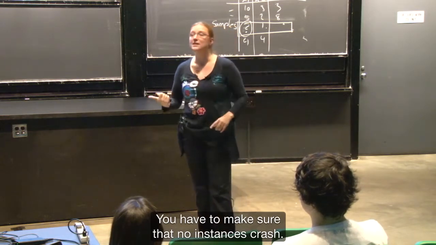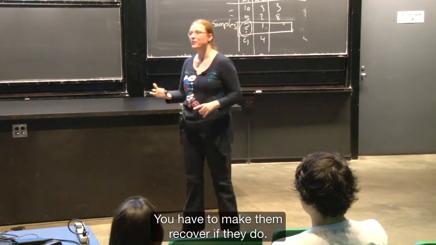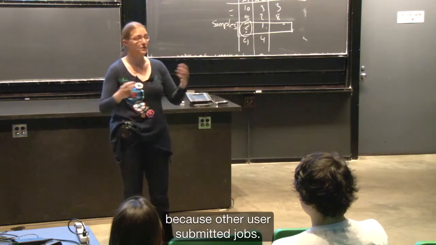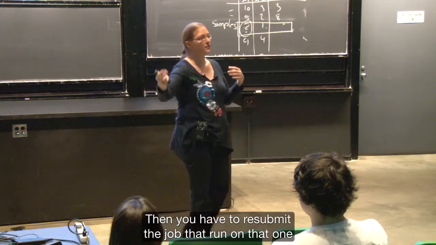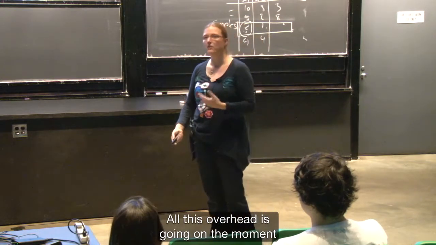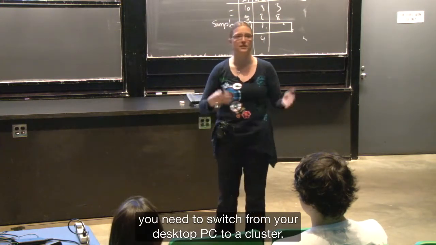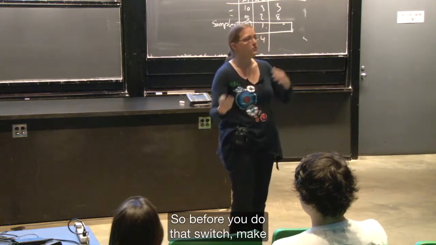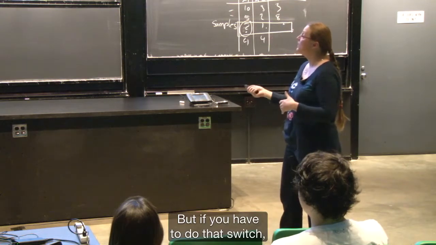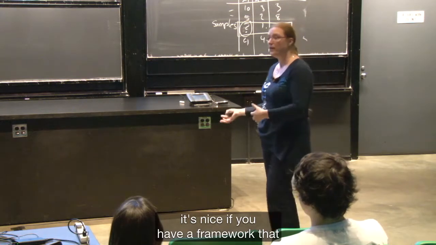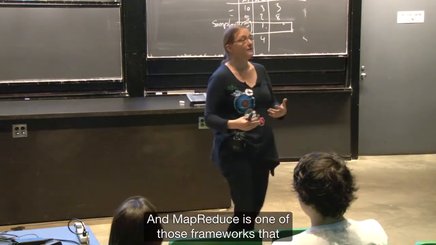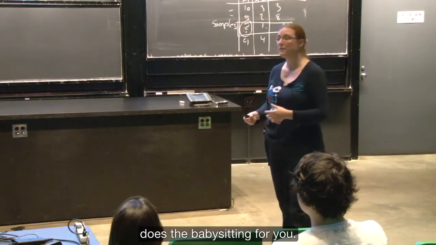You have to make sure that no instances crash, right? You have to make them recover if they do. Sometimes instances get really slow because other users submitted jobs. Then you have to resubmit the job that ran on that one instance on another one, right? All this overhead is going on the moment you need to switch from your desktop PC to a cluster. So before you do that switch, make sure it's worth your time. But if you have to do that switch, it's nice if you have a framework that takes care of a lot of these things for you. And MapReduce is one of those frameworks that does the babysitting for you.